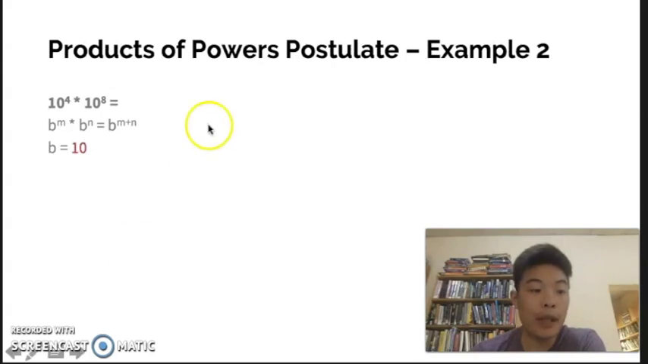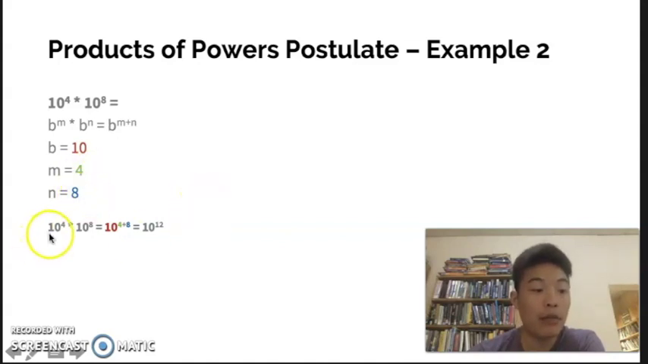So b is represented by base 10, as you can see here. Then we have m, which we can find here, which is the number 4, and n, where 8 corresponds to the variable n. So by following this along, we know that 10 to the power of 4 multiplied by 10 to the power of 8 equals b, which is 10, to the power of m plus n, which is 4 plus 8, which equals 12.